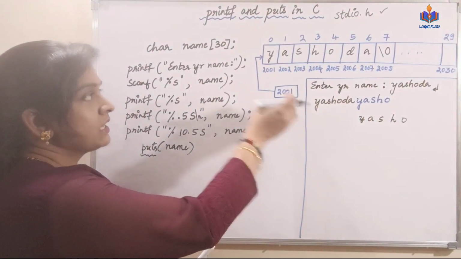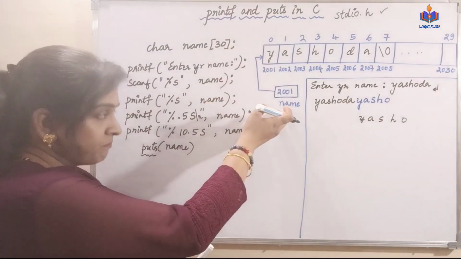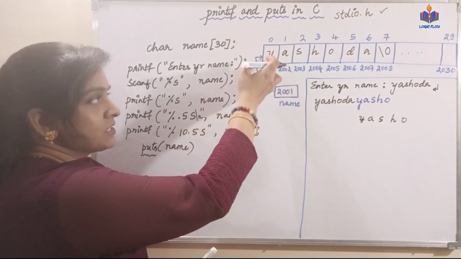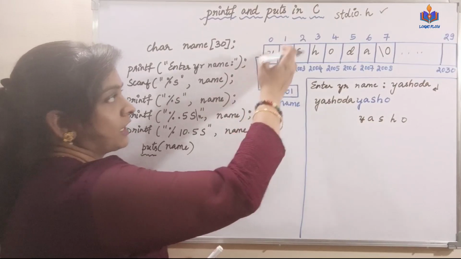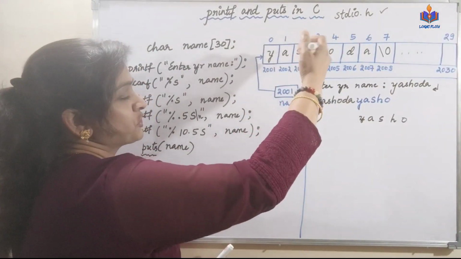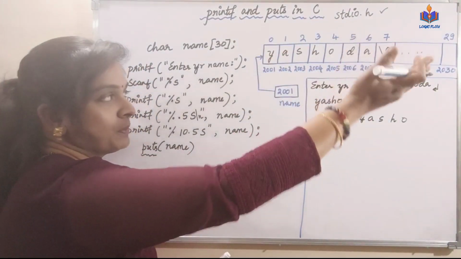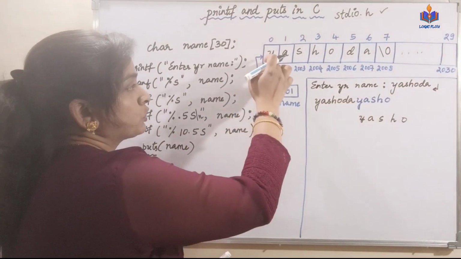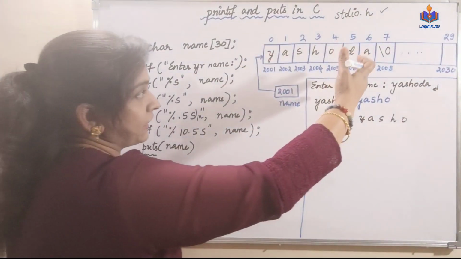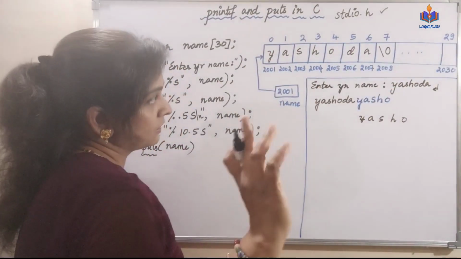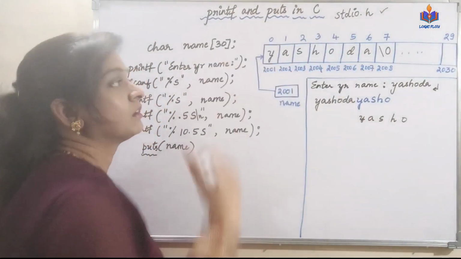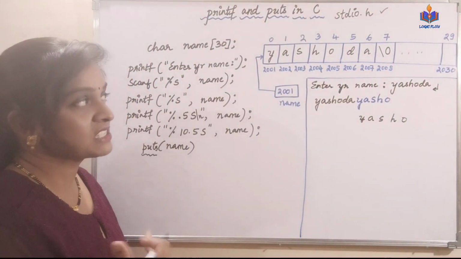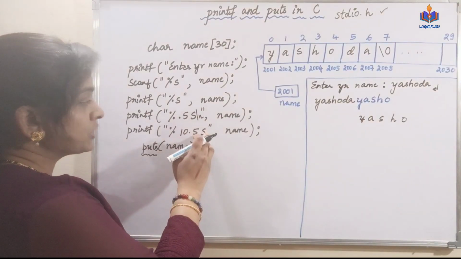Name is the character array name which gets the base address. So once I get the base address, I can traverse to the next element because the memory will be continuous. So it will go to 2001 and I'm going to print the complete characters till I encounter the end of the string, that is the null character.